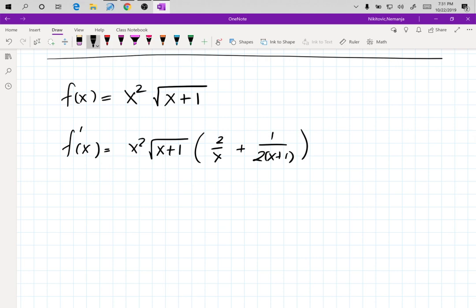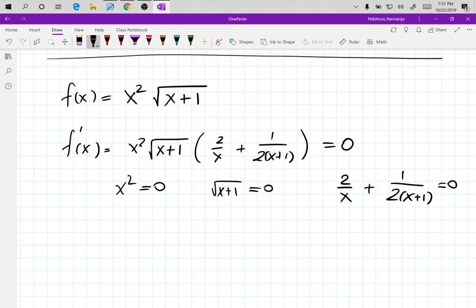So obviously the derivative is this because you need a factored form. So it's just quick, right? And now you have 3 factors. You set each one of these to 0, which will give you values that you will consider. So there is x squared equal to 0. There is a square root of x plus 1 equal to 0. And then there is 2x plus 1 over 2x plus 1 equal to 0. So 3 separate equations to solve.